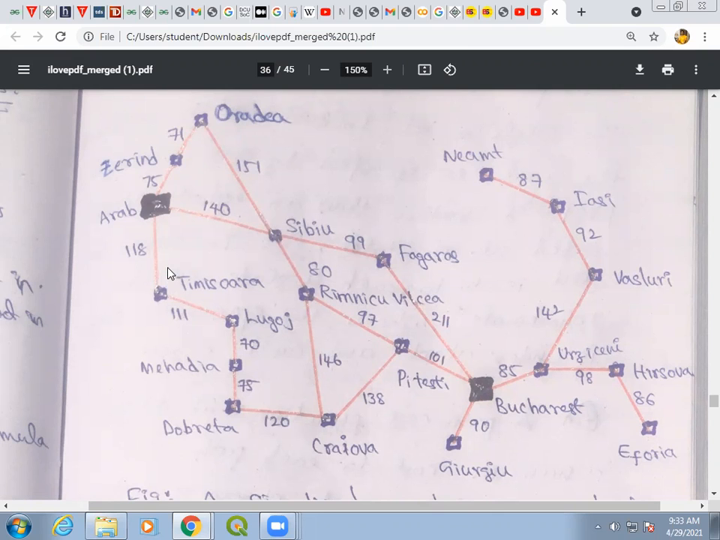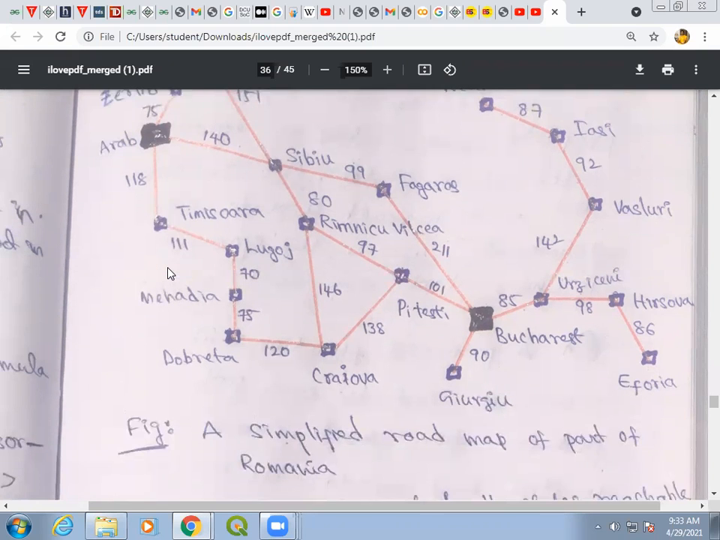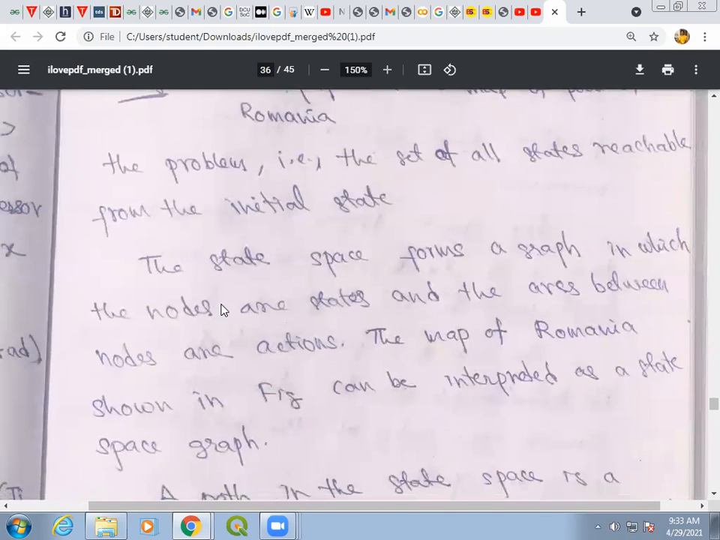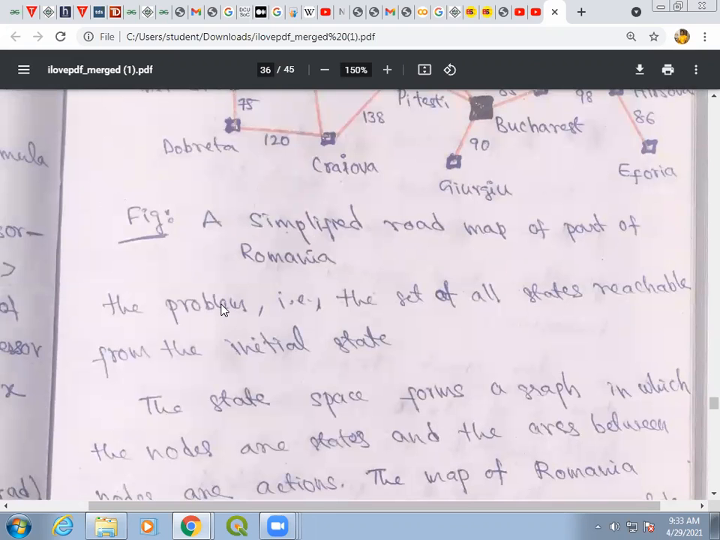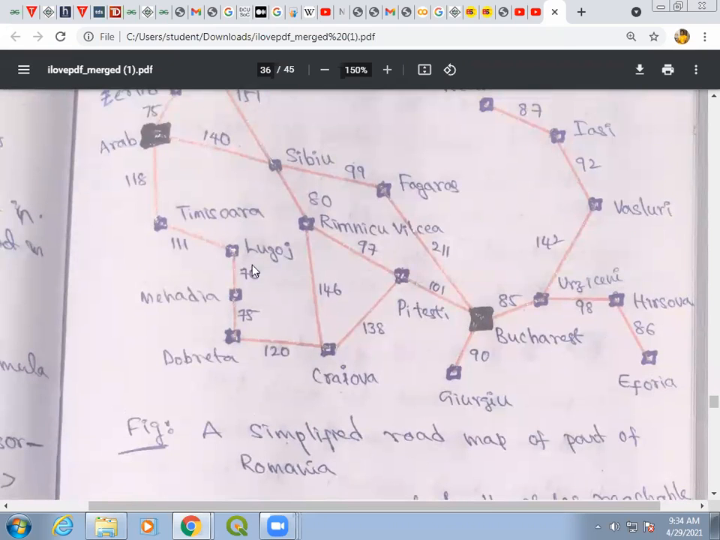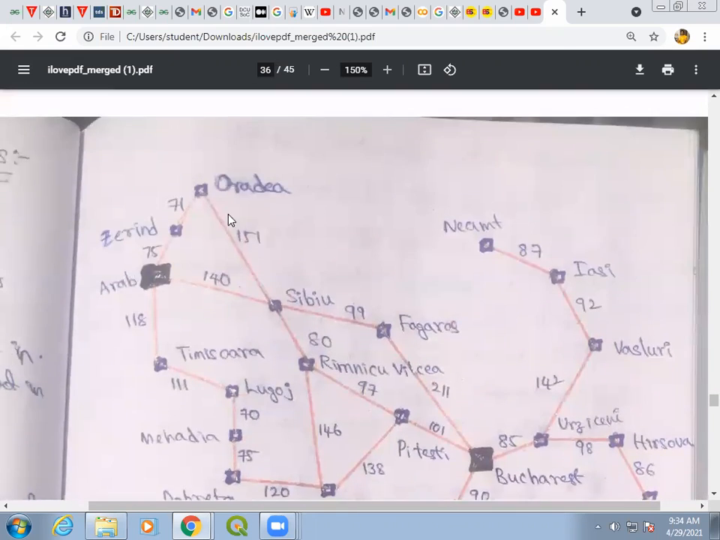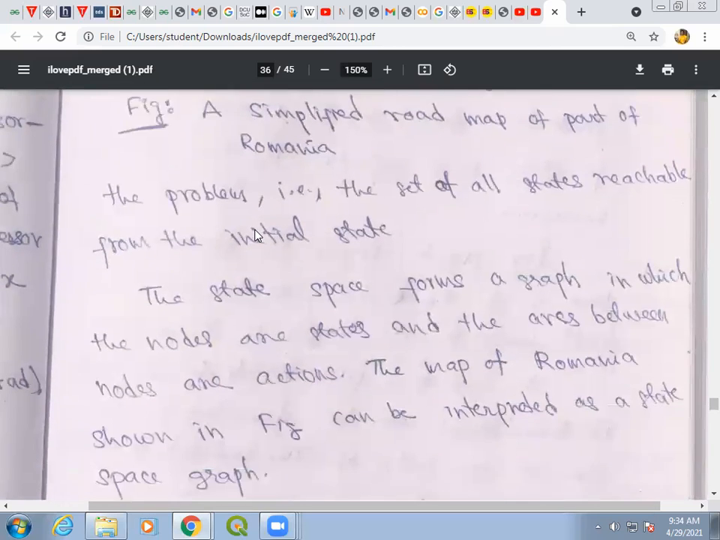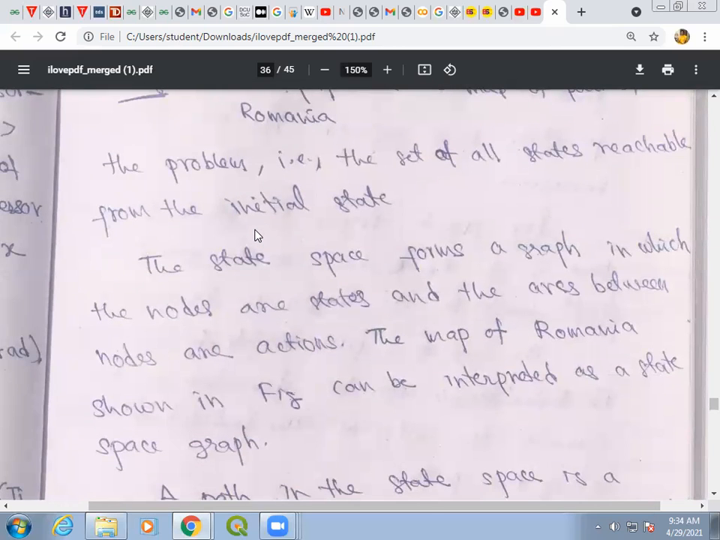So the set of all possible states it can reach from the initial state is called what? The state space of the problem. Okay, so from this we can say that the state space represents a graph. Yes or no? If you see this, what is this? This is the graph. Okay, so here what does this arc between a state and its successor represent? It represents the action. That action will be represented by the arc.